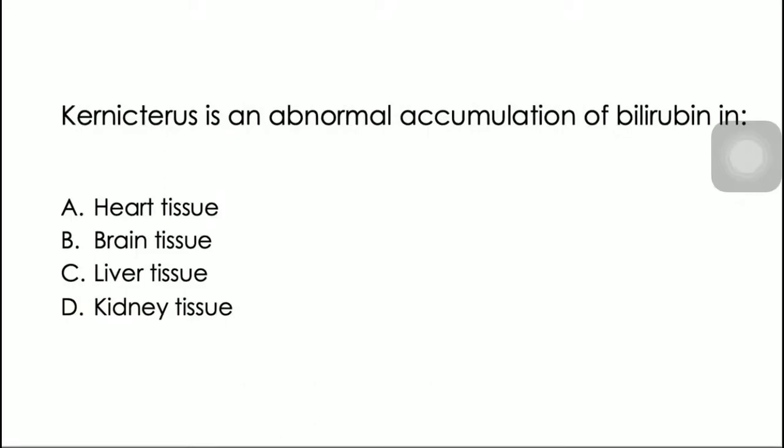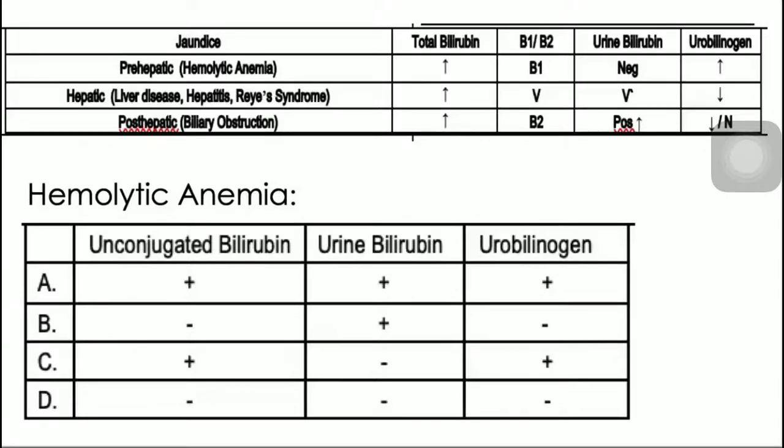Okay, kernicterus is an abnormal accumulation of bilirubin. So in case nga po of bilirubin, particularly in your B1 or your unconjugated bilirubin, can cause accumulation nga po in the brain tissue, which can cause kernicterus. Okay, so kernicterus.